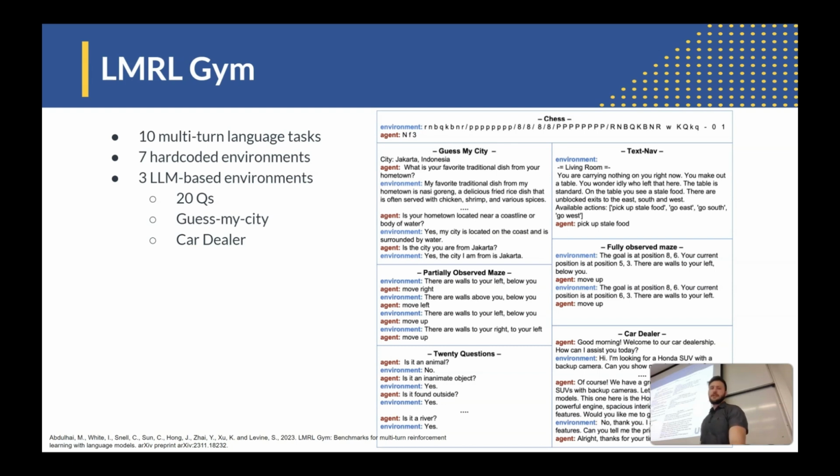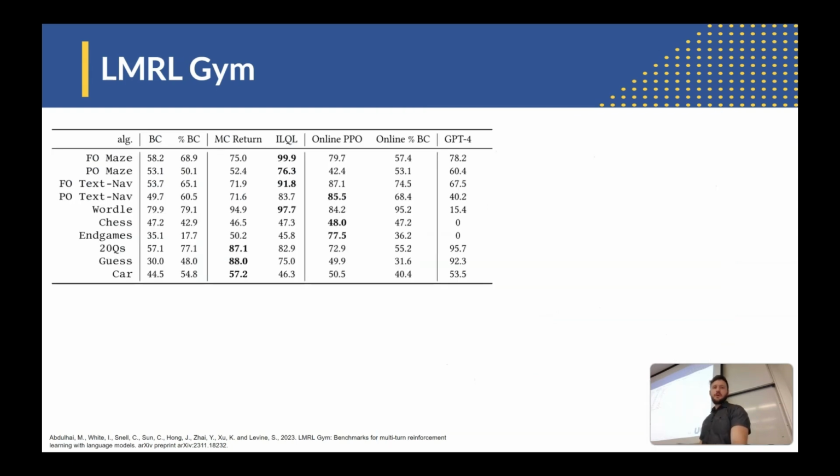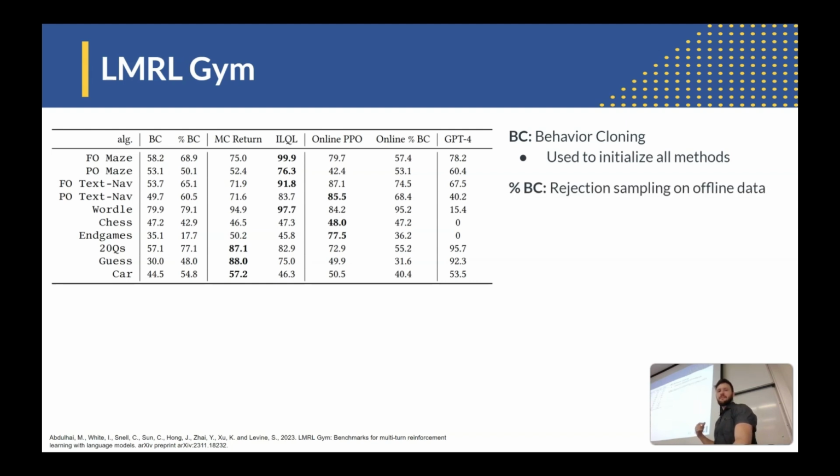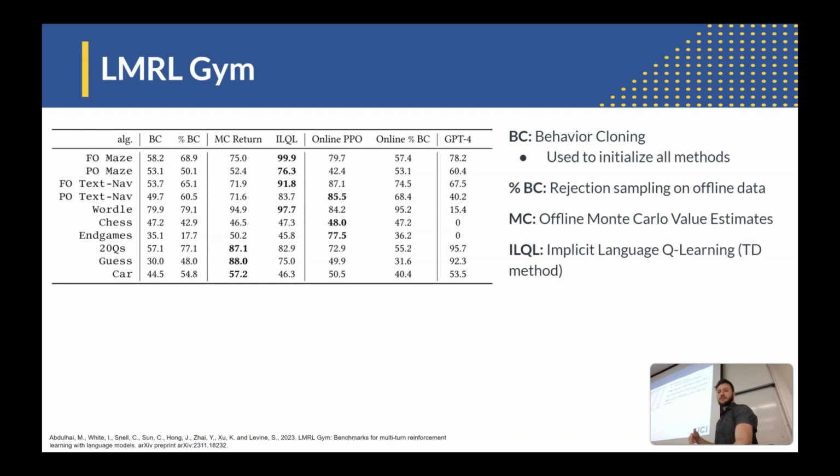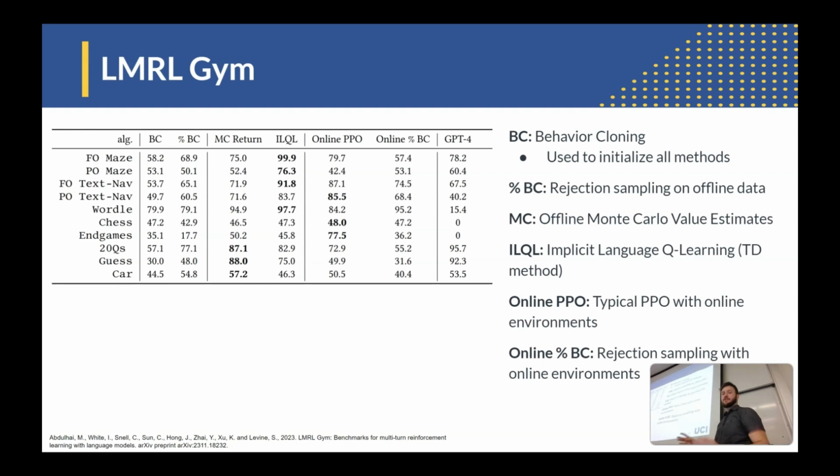And expensive and slow. So they did this though, trained on these different tasks with several different methods. Behavior cloning, where they had an offline data set for each of these tasks that they fine-tuned on. They used that to initialize all their other methods. They did rejection sampling on the offline data. They trained Monte Carlo value estimates and used that during decoding time, implicit Q learning. They did do online PPO, and then they did an online rejection sampling kind of thing as well.